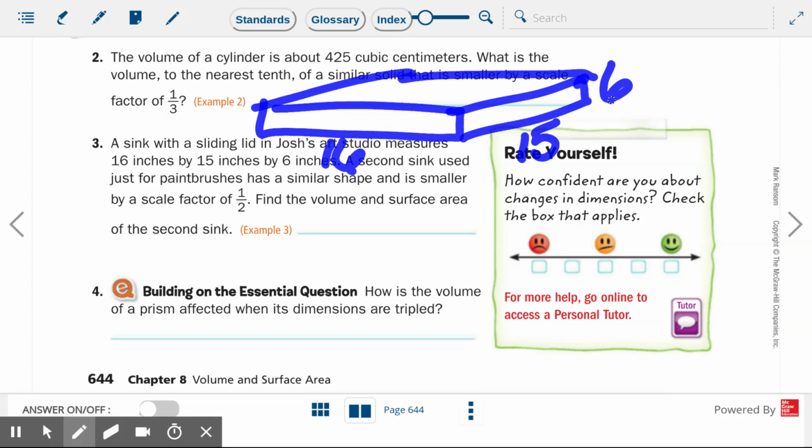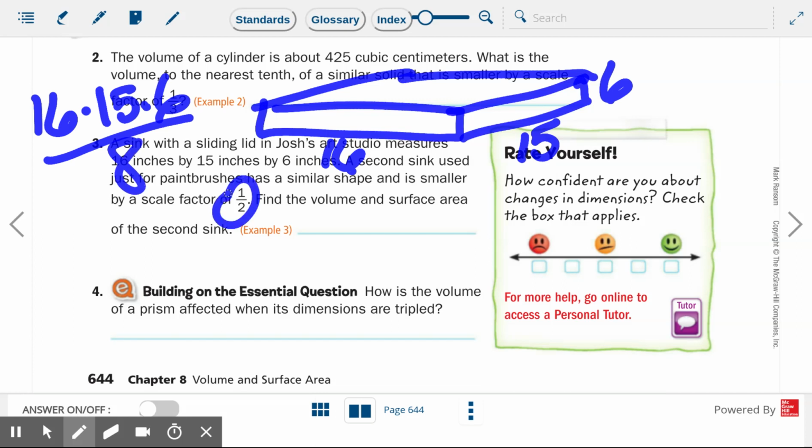The volume one is actually the easiest, because then you're going to do 16 times 15 times 6, and you're going to divide it all by 8, because again, 1/2 times 1/2 times 1/2. So that will give you the new volume.